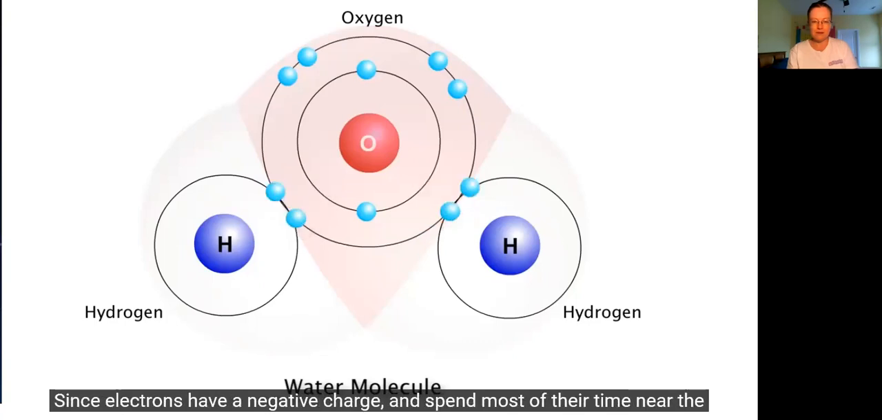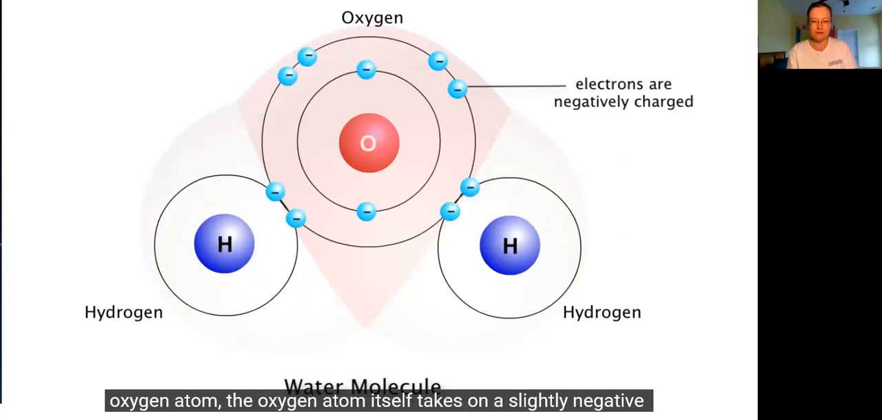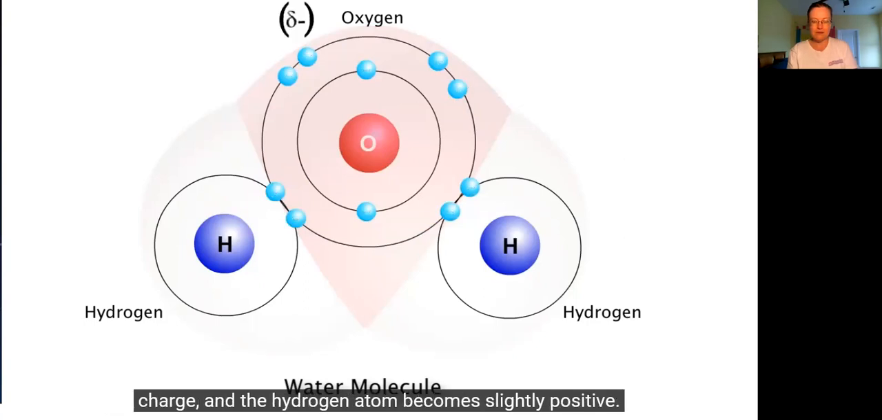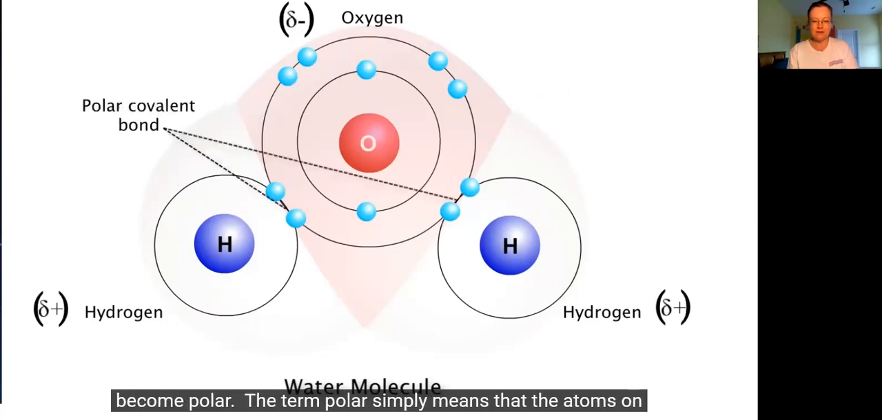Since electrons have a negative charge and spend most of their time near the oxygen atom, the oxygen atom itself takes on a slightly negative charge, and the hydrogen atom becomes slightly positive. This causes the bond between the oxygen and hydrogen to become polar. The term polar simply means that the atoms on either side of the bond have a partial and opposite charge.